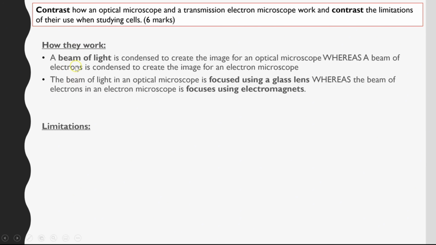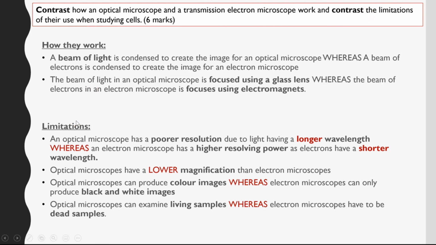So how they work, I've got a beam of light is condensed to create the image for an optical microscope. Now I need to contrast, whereas a beam of electrons is condensed to create an image for an electron microscope. The next thing, a beam of light in an optical microscope is focused using a glass lens, whereas it's electromagnets for the electron microscope. So that's straight away 2 points, and it addresses the first part of the question. The second part is about limitations. So here I have a selection of limitations.